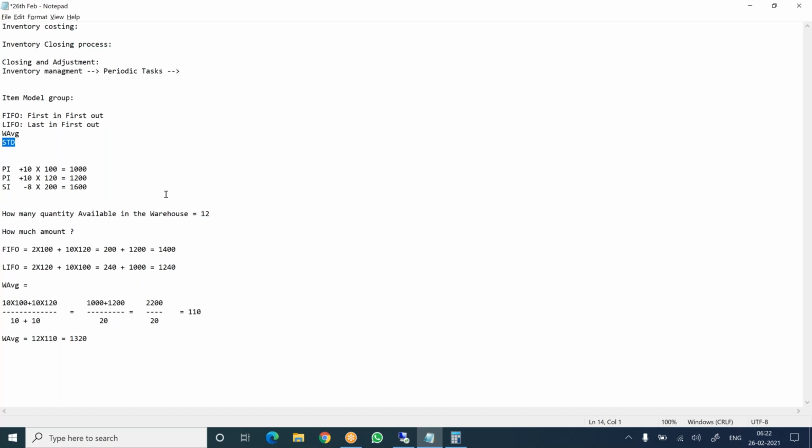Now, standard cost. What does this standard cost mean? Particularly in the manufacturing industry, we will map this standard cost usually. That is a slightly different topic. We'll discuss this one later.